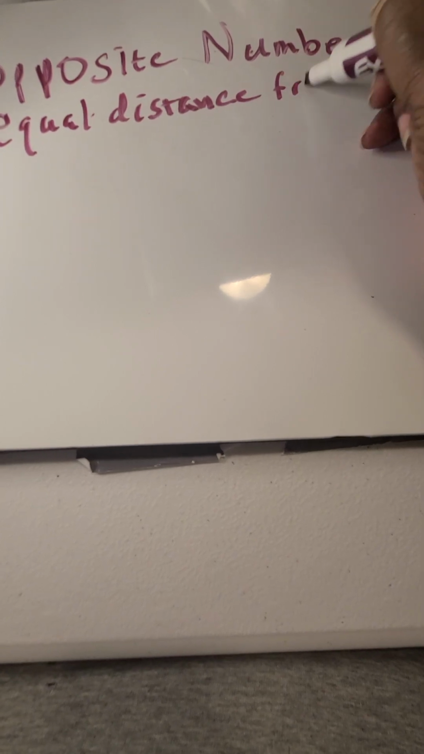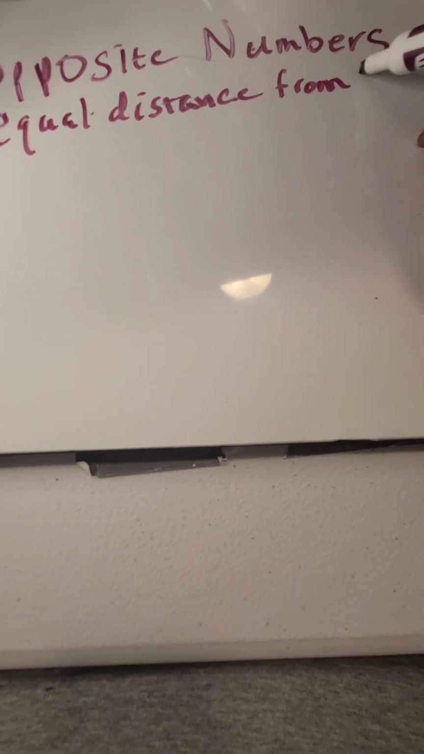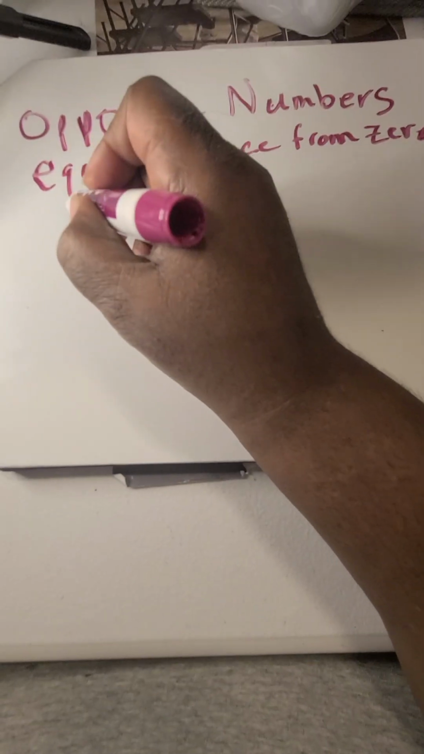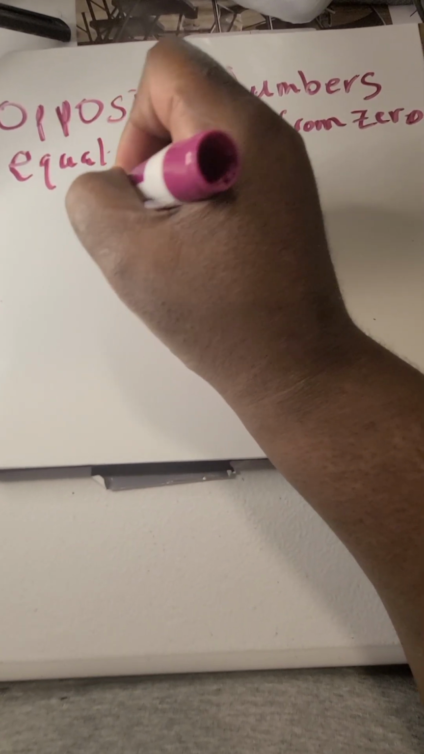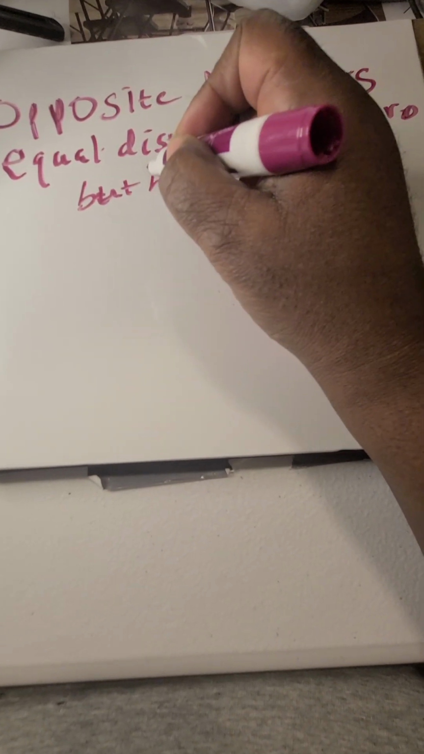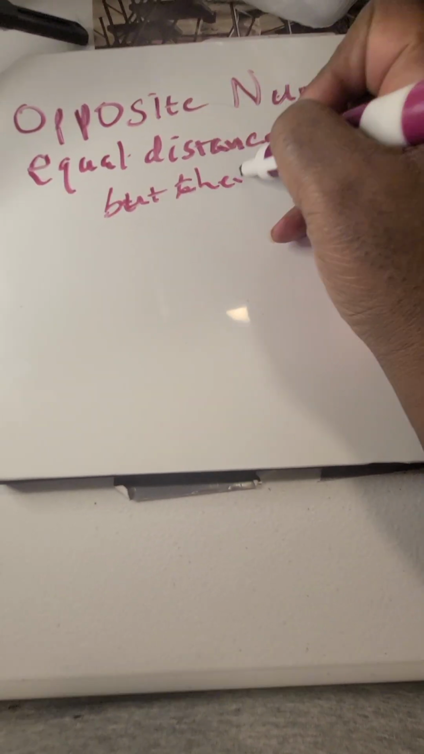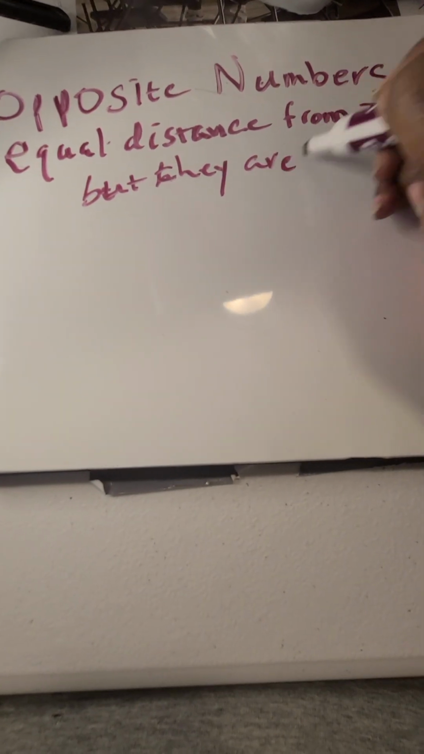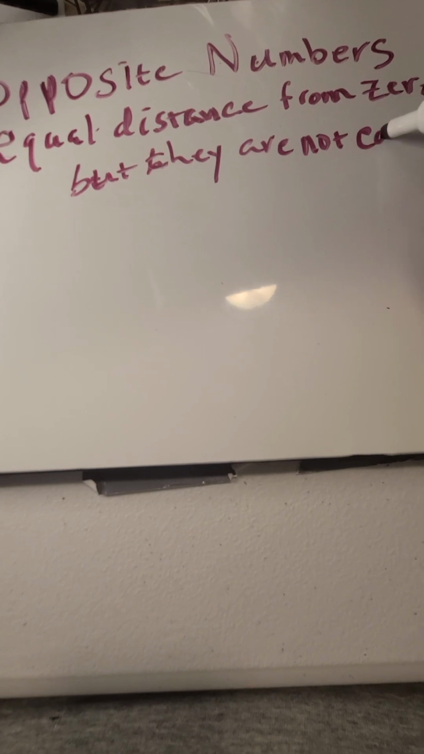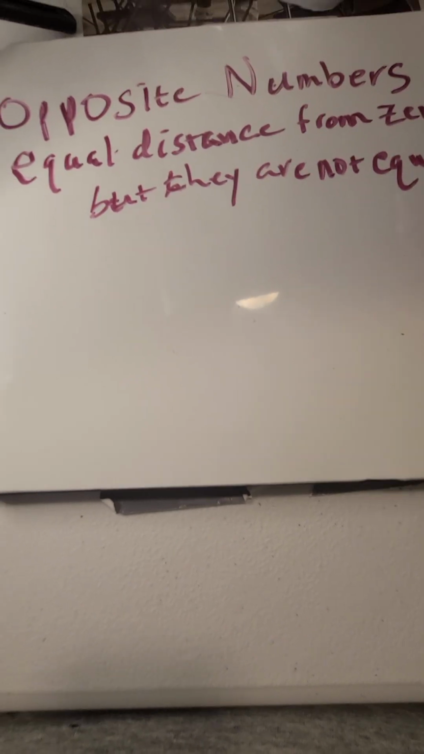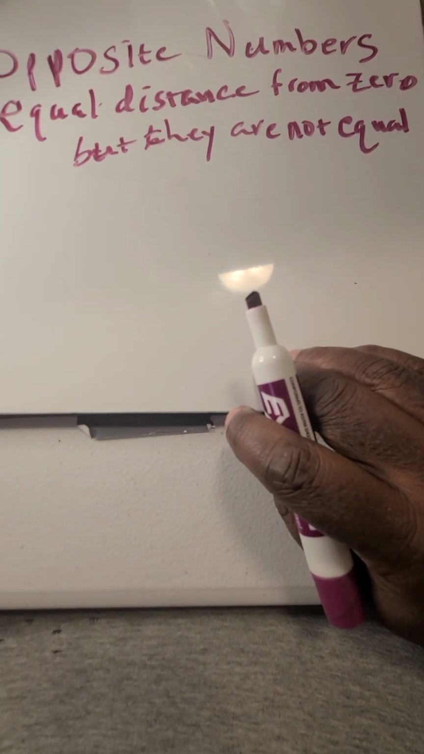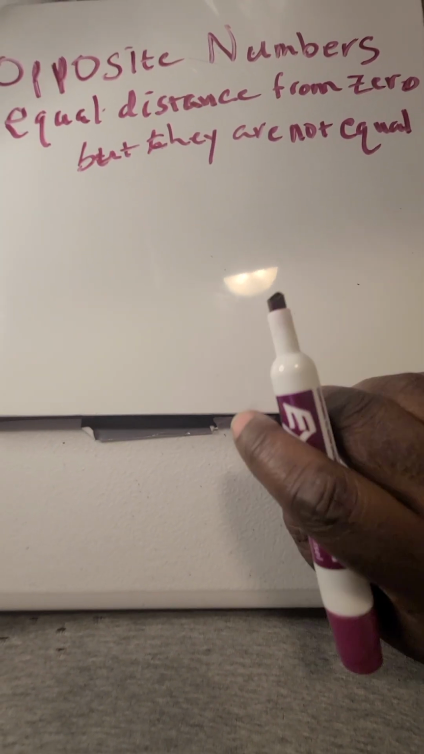from zero, but they are not equal. So we're talking about two numbers that have the same distance from zero, but they are not equal.